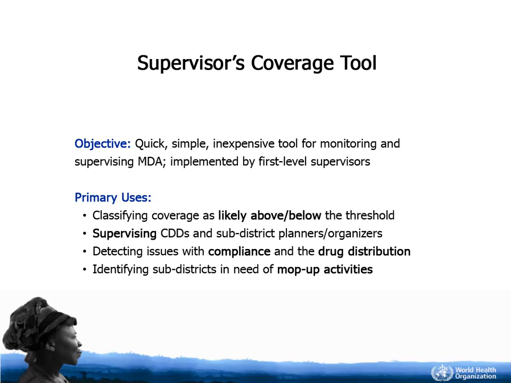completed. The SCT is primarily used to classify coverage as likely above or below target WHO thresholds, to supervise community drug distributors and sub-district planners and organizers, to detect issues with compliance and drug distribution, and to identify sub-districts in need of mop-up activities. In short, the SCT allows supervisors to take programmatic action to improve coverage during the current MDA cycle.